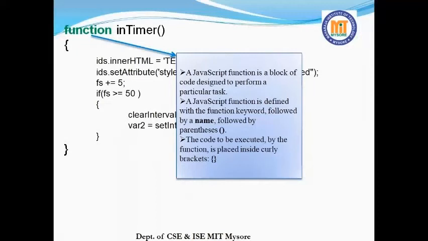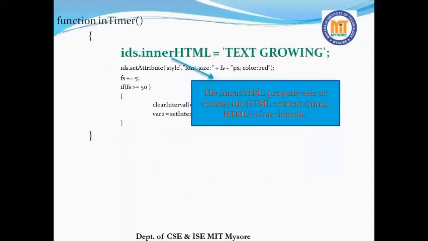In our program, the function name is inTimer. We are not sending any parameters here; simply we are writing the empty parentheses. Next, coming to the first line, IDs.innerHTML. What do you mean by that?